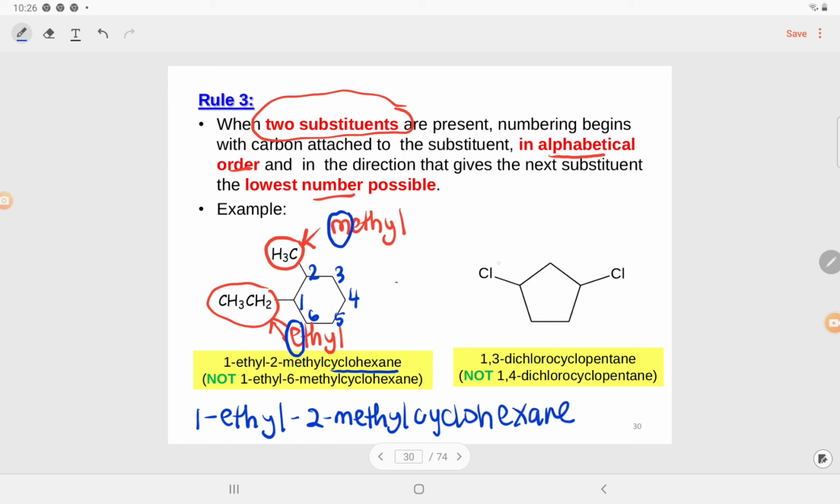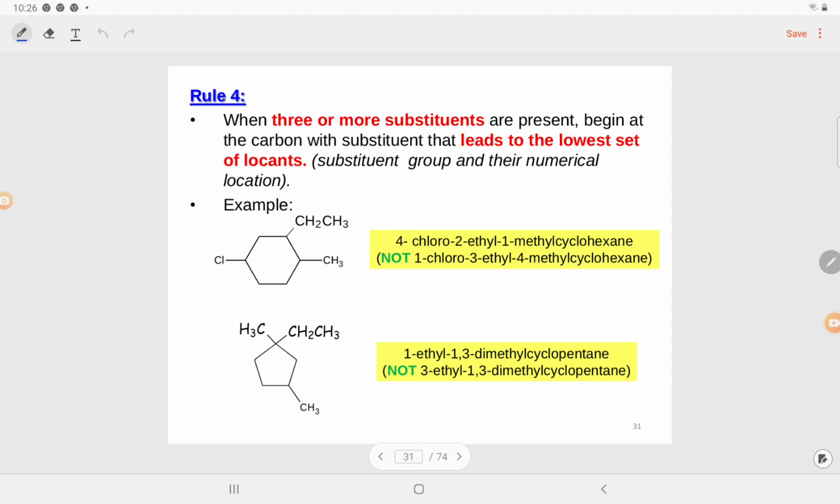Okay, similar for here. Two identical, so lowest position of the substituent, which is the lowest carbon atom. So this is number 1 and number 3. So this is identical, 1, 3, dichlorocyclopentane.